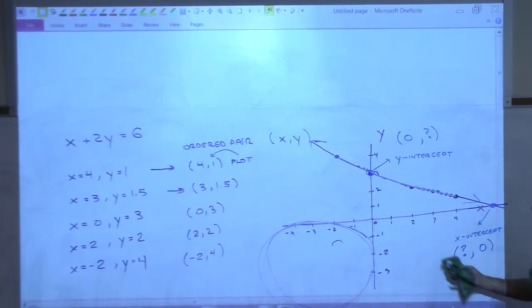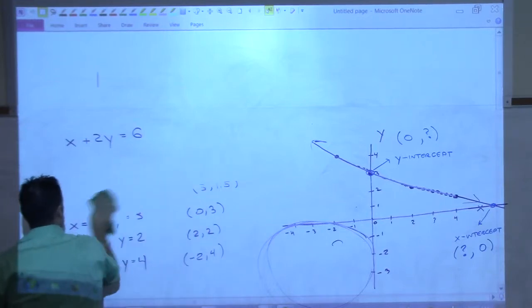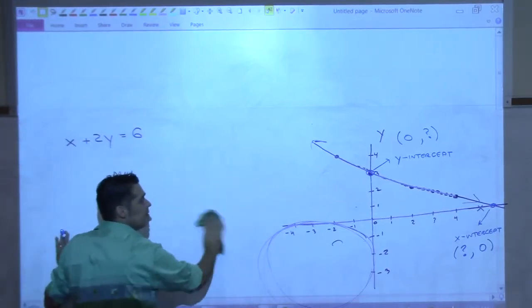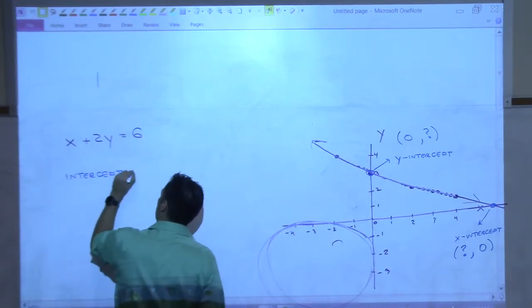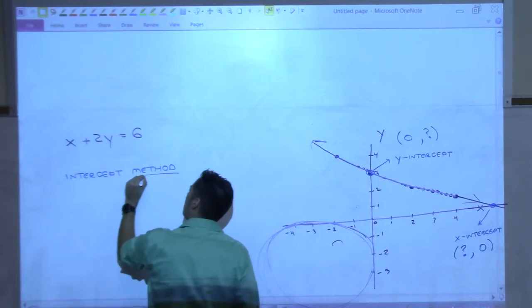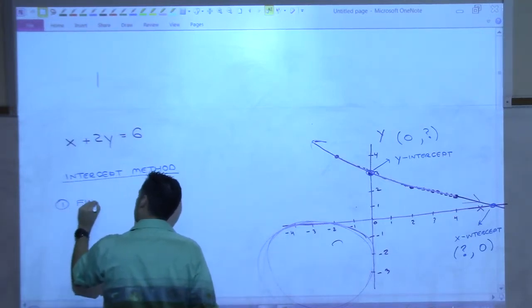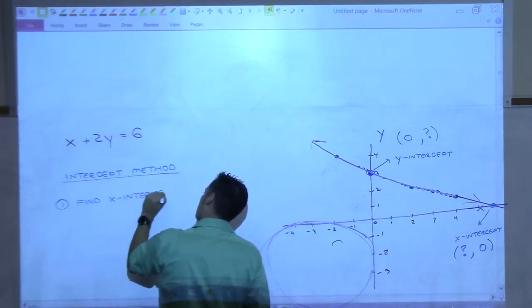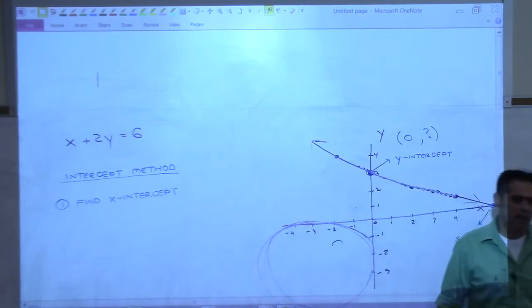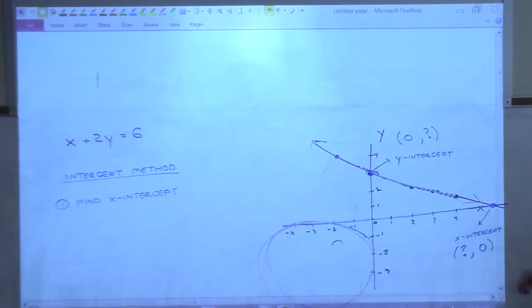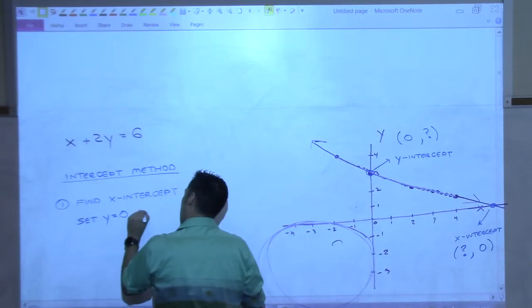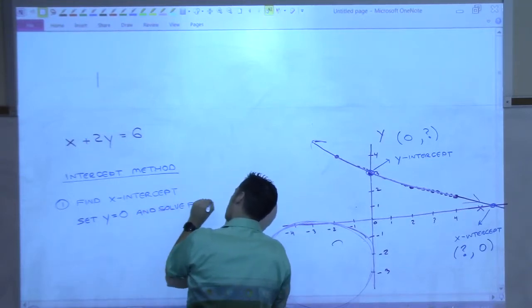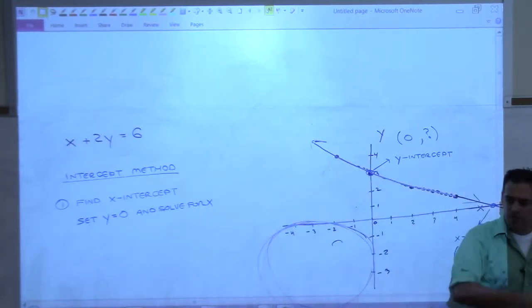Yeah. So I want us to go back to this original equation up here, and I'd like for us to graph this using the intercept method. The first thing I'm going to do in the intercept method is find the x-intercept. You can do the y-intercept first if you want, but I'm going to start with the x-intercept. If I want to find the x-intercept, I know that y must be 0, so I'm going to set y equal to 0 and solve for x. That's the method to find the x-intercept. You set y equal to 0 and solve for x.